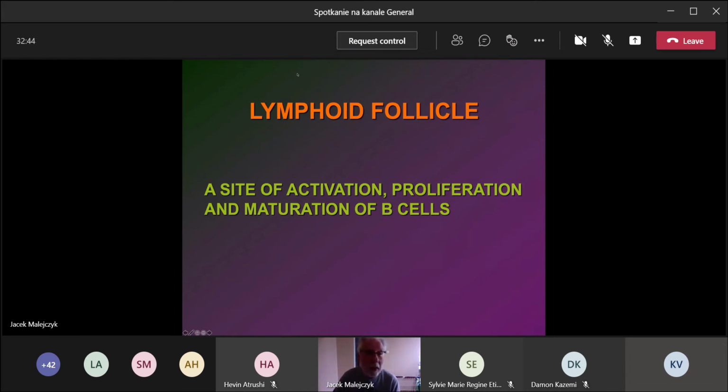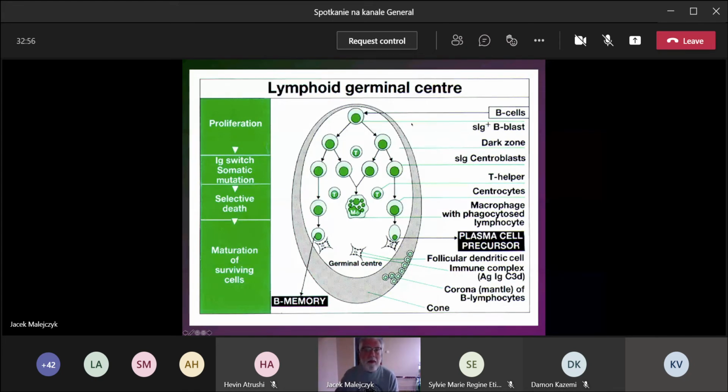Generally, the major organization unit of the cortical part is what we call lymphoid follicle. This is defined as a site for activation, proliferation, and maturation of B cells. This is a schematic presentation of this one. So it is composed of the so-called mantle, which contains densely packed, usually small lymphocytes, small B cells, and the inner part where the cells are activated, which we call a germinal center.